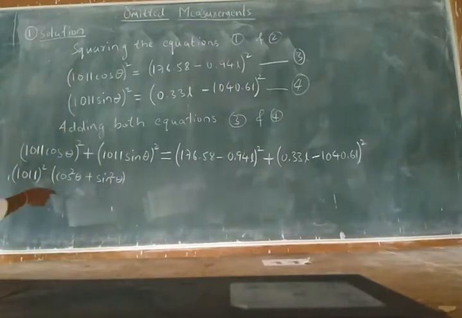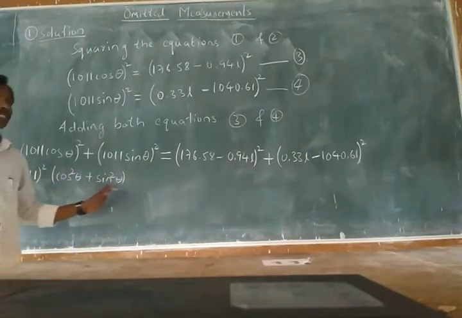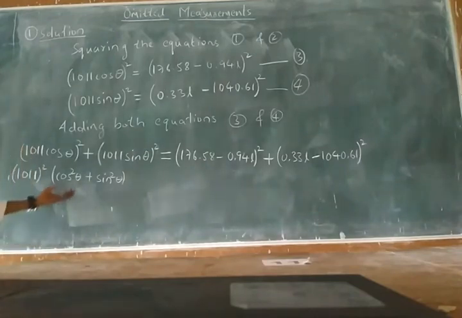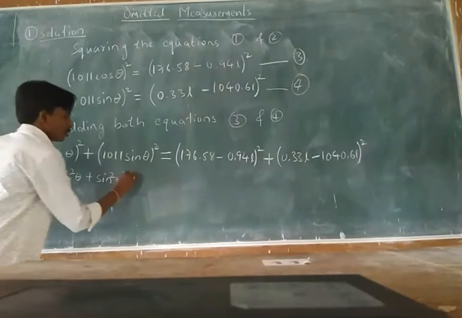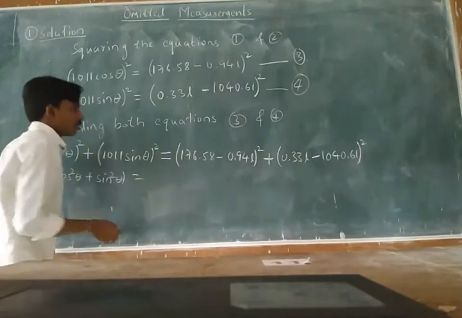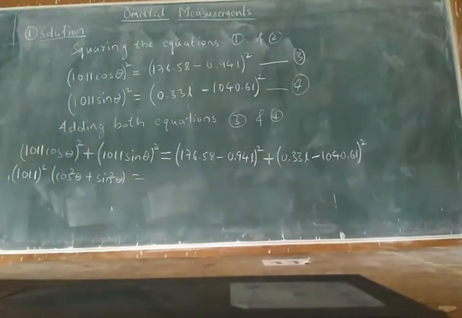I think something is running in your mind now. There is a mathematical relation which is cos square theta plus sin square theta. I think you know the value of cos square theta plus sin square theta. Just write the same thing here below.